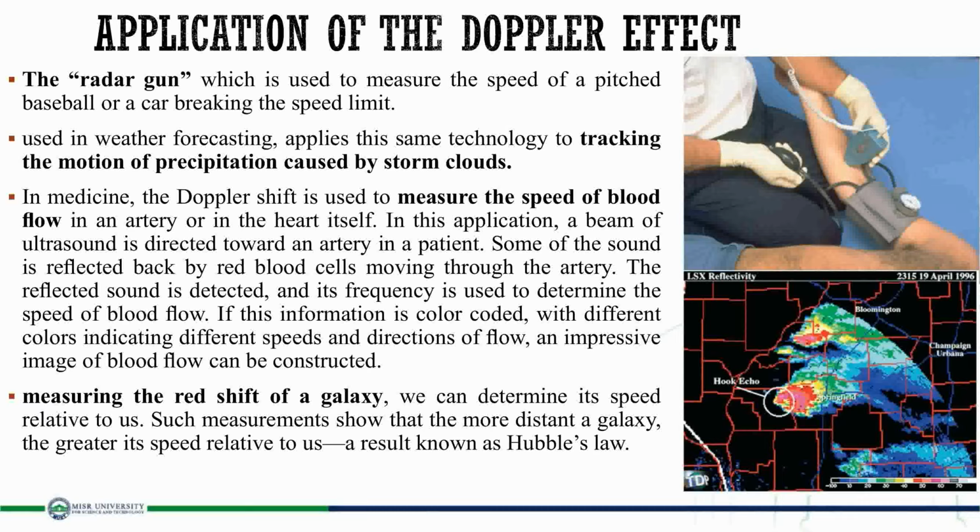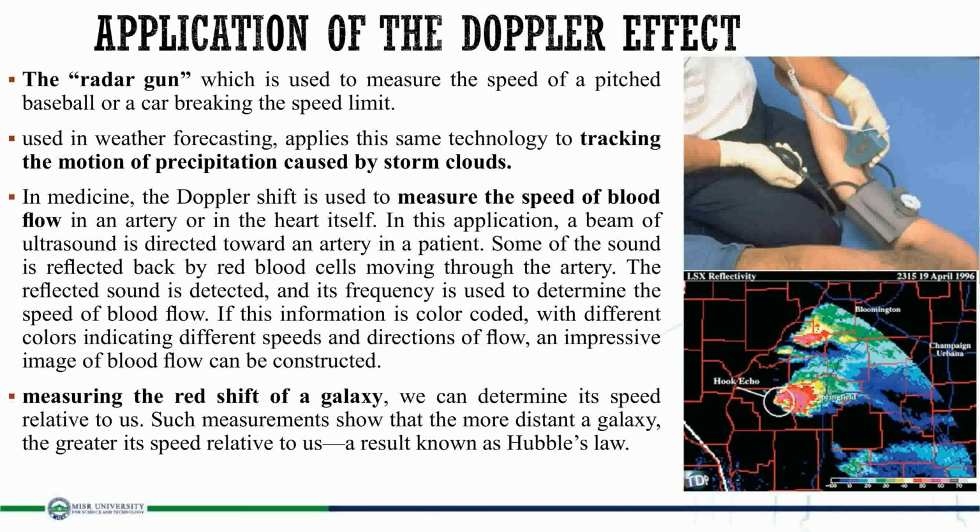You mean the colorful map in the bottom right corner? I see labels for Bloomington and Springfield, so that looks like a weather forecast. Exactly right. That is a Doppler radar scan.